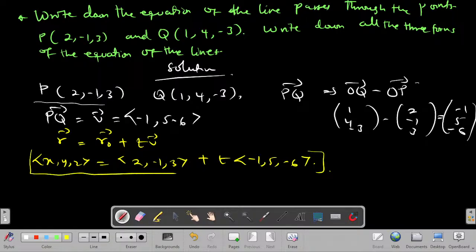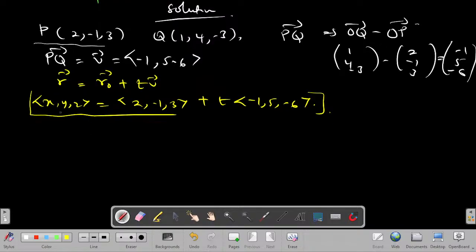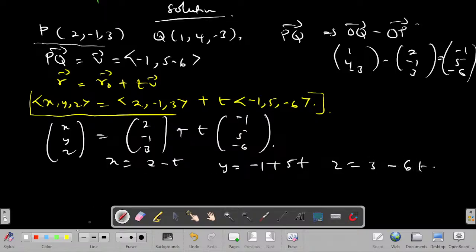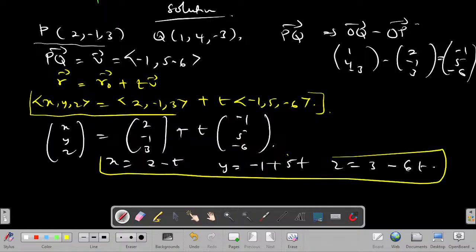Simple as that. Once you have your vector equation derived, obviously you can straight away find your parametric equation. This gives x, y, z equal to 2, negative 1, 3 plus t multiplying negative 1, 5, negative 6. So at this point, x is equal to 2 minus t, right? I'll have y equal to negative 1 plus 5t. I'll have z equal to 3 plus negative 6t. These are what we call the parametric equations of our line. We are done. Now we move to the last one.